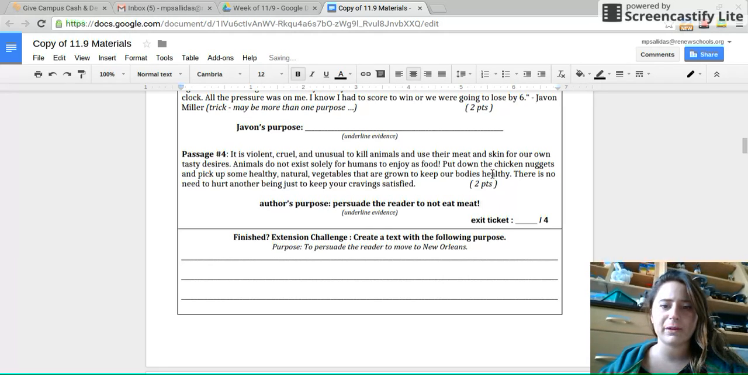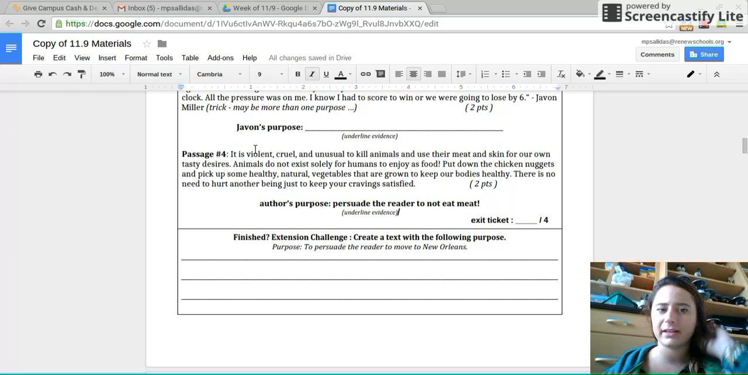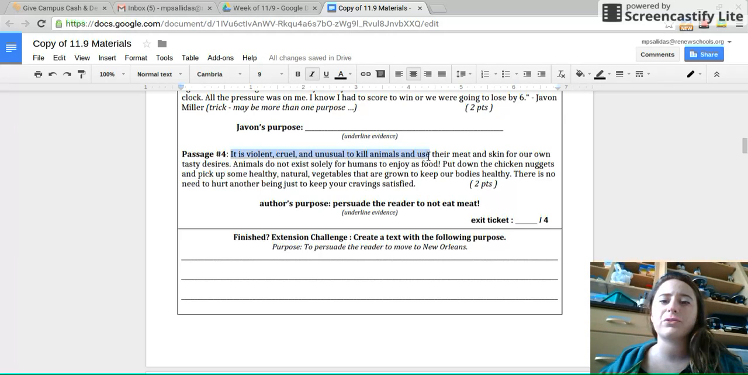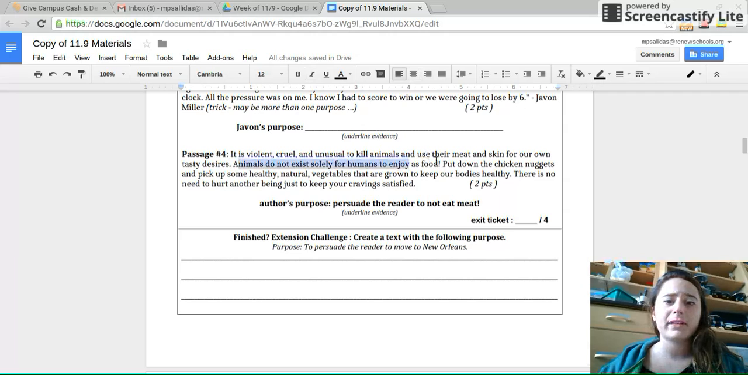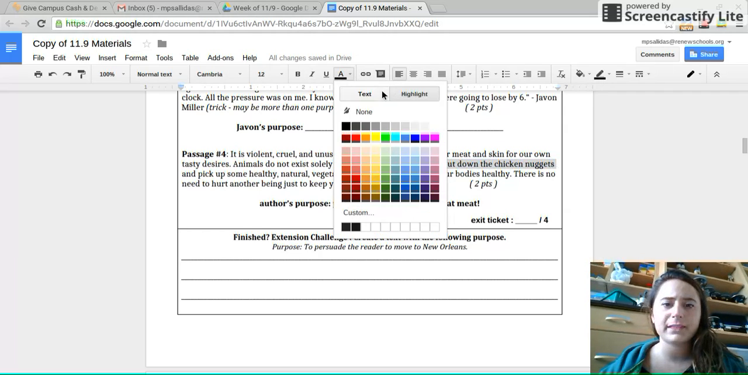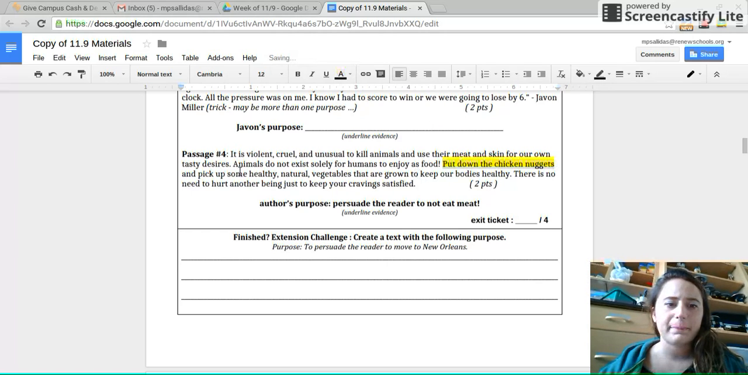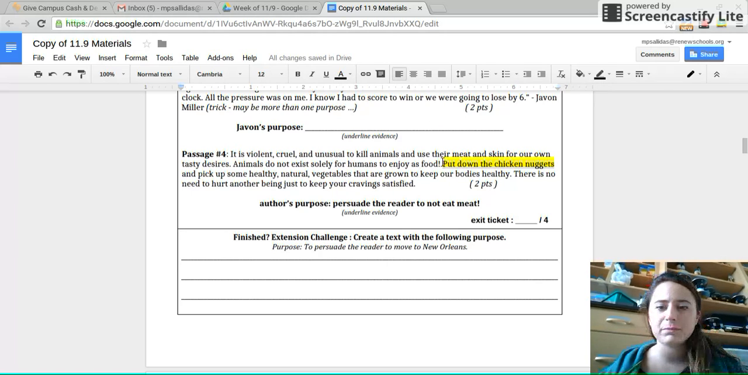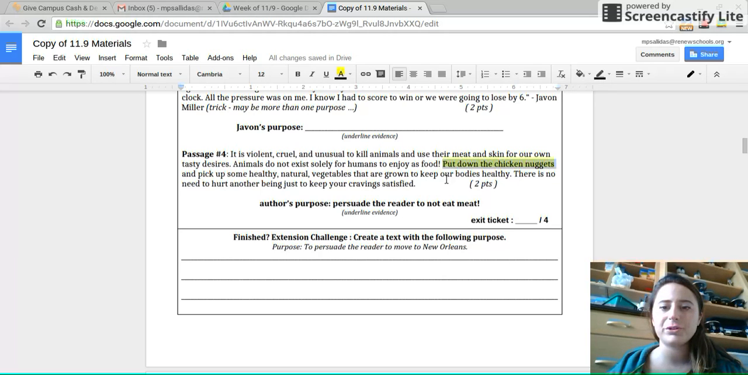A lot of us put they want it to be eating healthy, but this isn't about eating healthy. He's saying it's so violent and cruel to kill animals. Animals don't exist for us to enjoy as food. And then this is a really strong piece of evidence here. He says, put down the chicken nuggets and pick up some healthy natural vegetables. This is my strongest piece of evidence because I read this and know he's actually trying to persuade the reader to do something. He's telling you to put down the chicken nuggets. So in order to get a 2 out of 2 for this passage 4, you needed to say persuade. You needed to make it a complete persuade statement and then also underline your evidence.